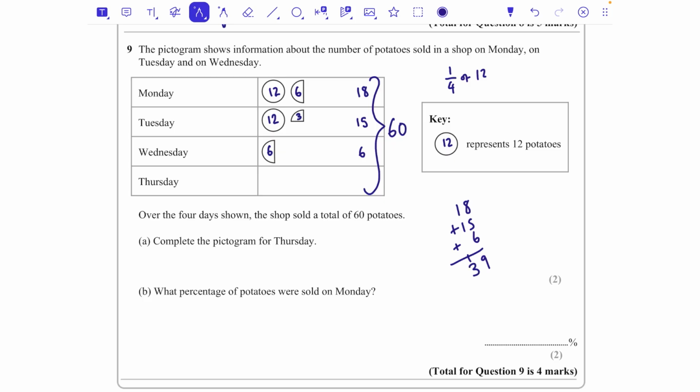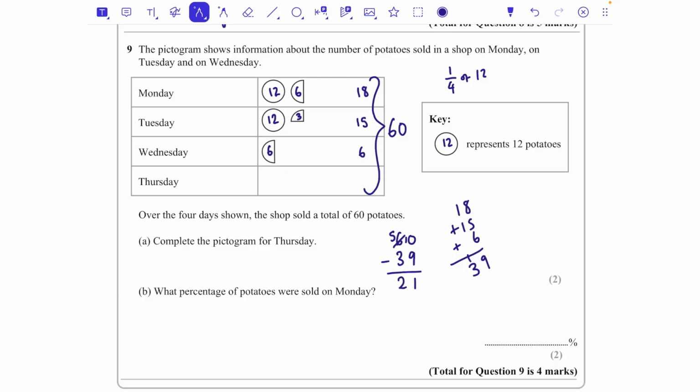So there have been 39 potatoes sold on Monday, Tuesday, Wednesday, so then let's do 60 take away 39 to see how many potatoes are left for Thursday. 0 take 9, if you've got more on the floor, borrow from next door. We're going to borrow 1 from there and make this 10. 10 take 9 is 1, and 5 take 3 is 2.